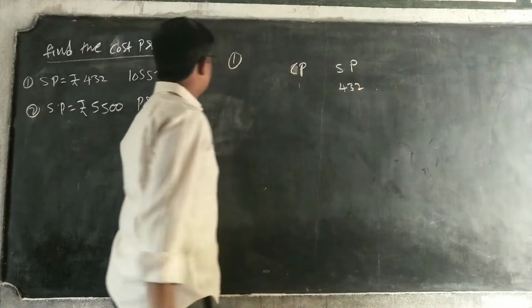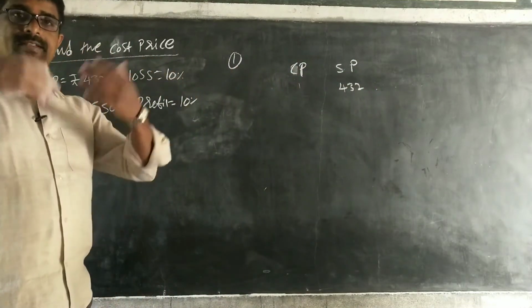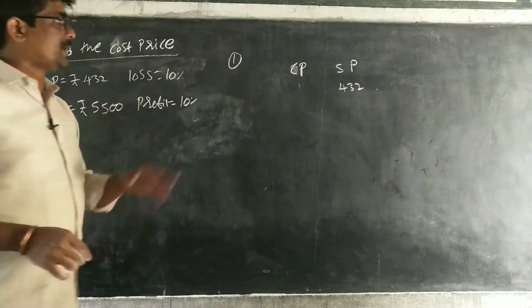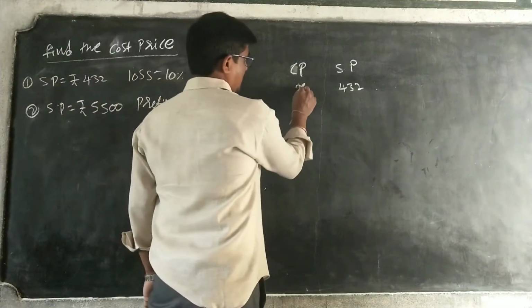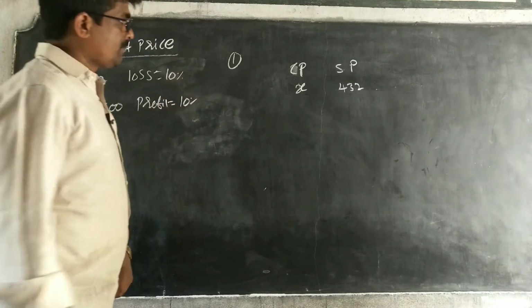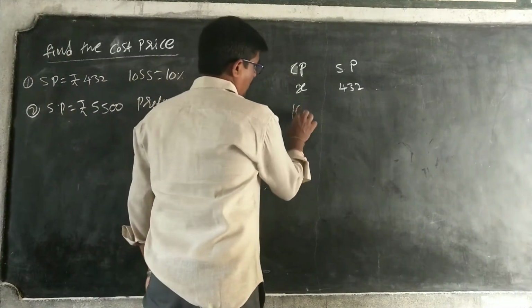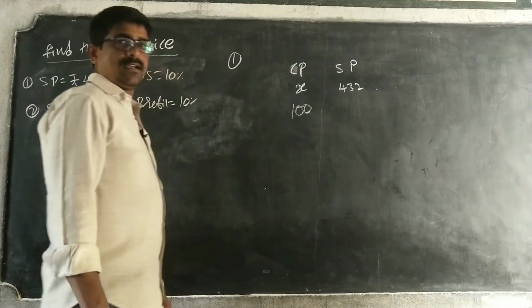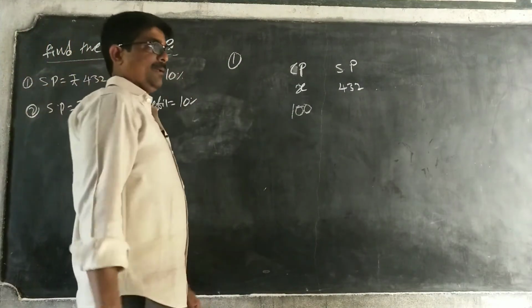432. What we have to find? We have to find the cost price. I don't know the cost price, so I am assuming it is X. Next, the percentage is given. Simple, the cost price is always 100%. I already thought of this just before.